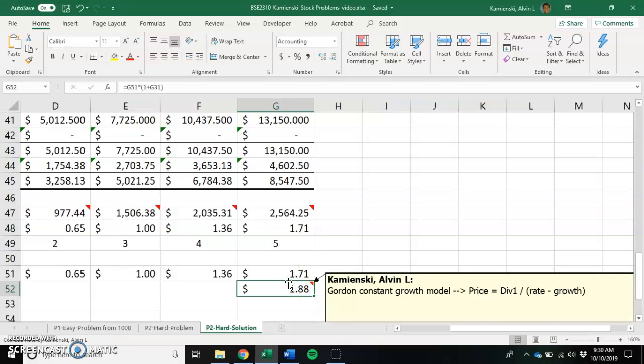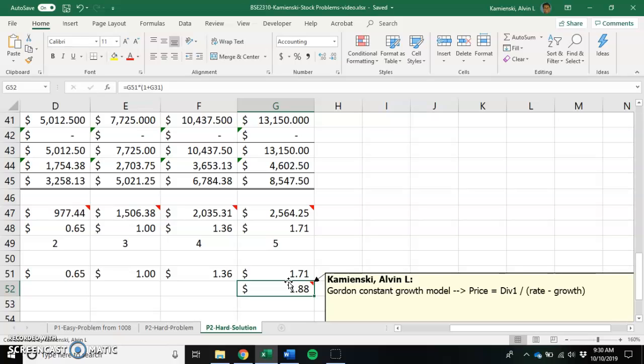Picking up where we left off, we found out that in the 6th year, which would be dividend 1 to the investor who would buy the stock from me at the end of the 5th year, their dividend would be $1.88. But we would expect for that to grow constantly. So in order to execute the formula, we have this $1.88 dividend 1.